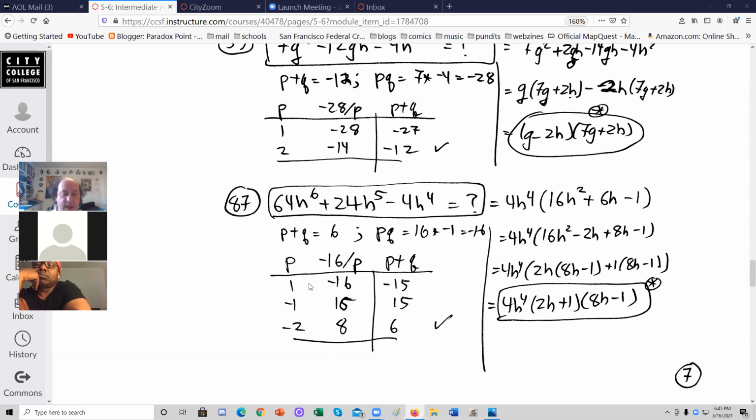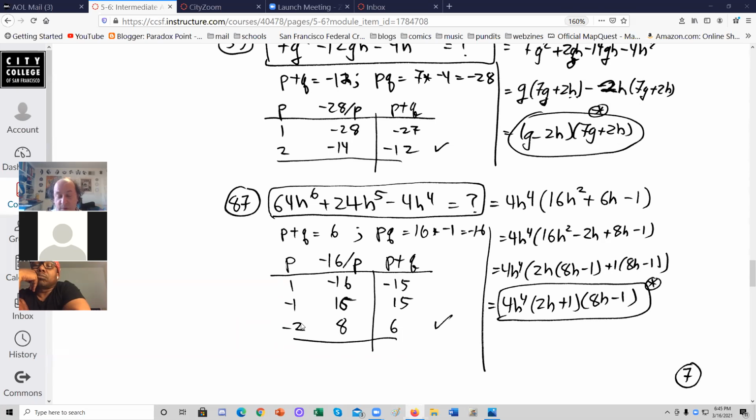All right. So whatever P is, Q is negative 16 over P. We want to find ones where P plus Q equals 6. If we let P equals 1, then Q is negative 16. The sum is negative 15. Wrong size and wrong sign. So we flip signs. P is negative 1, then Q is positive 16. The sum is positive 15. Still not the right size, but right sign.